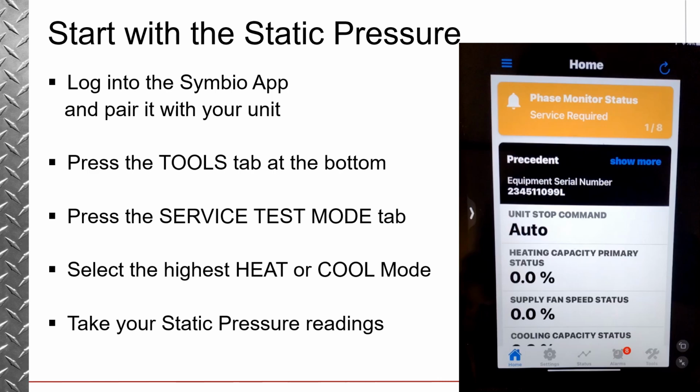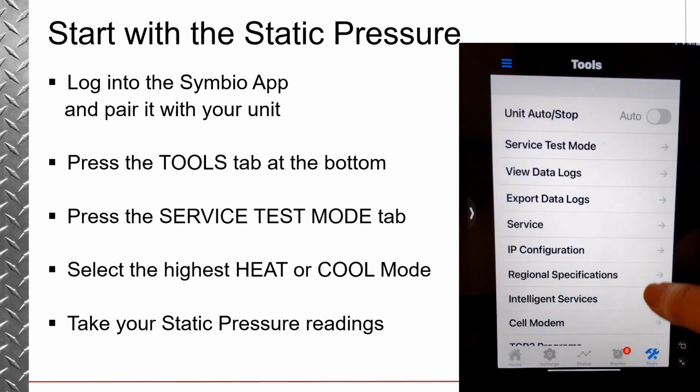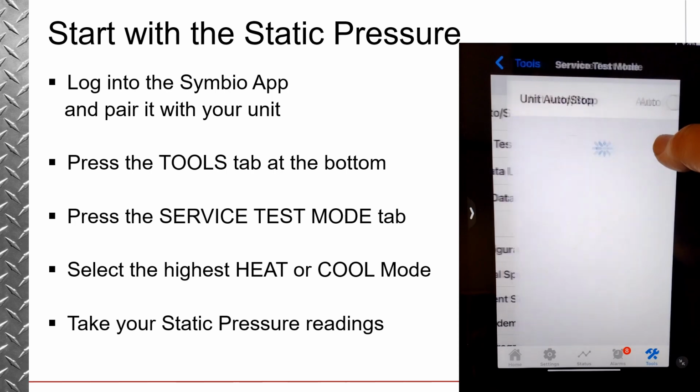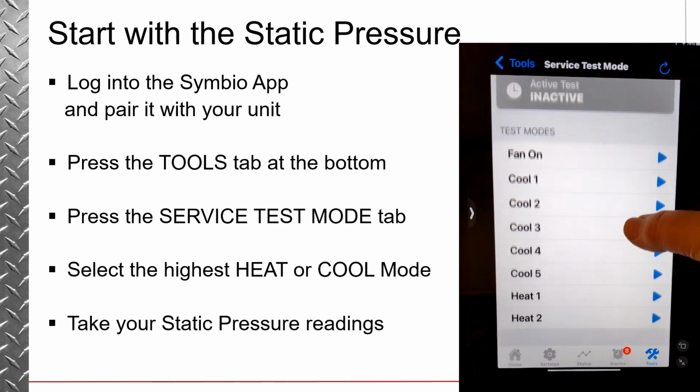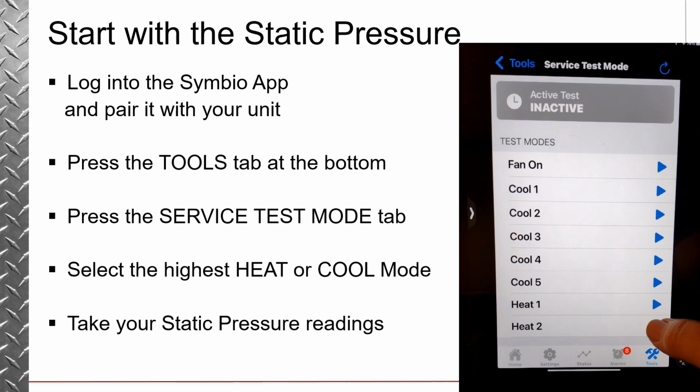So we have to start with finding the static pressure of the system, and we need to run the blower in high speed. This is how we do that. We're going to log into the Symbio app and pair it with your unit. Look at the bottom of the screen and you're going to see the Tools tab. Press the Tools tab and go into Service Test Mode. Click on that tab and then select the highest heat or cooling mode that will run the unit in high speed blower. Now you need to go take your static pressure readings and move on to the next step.